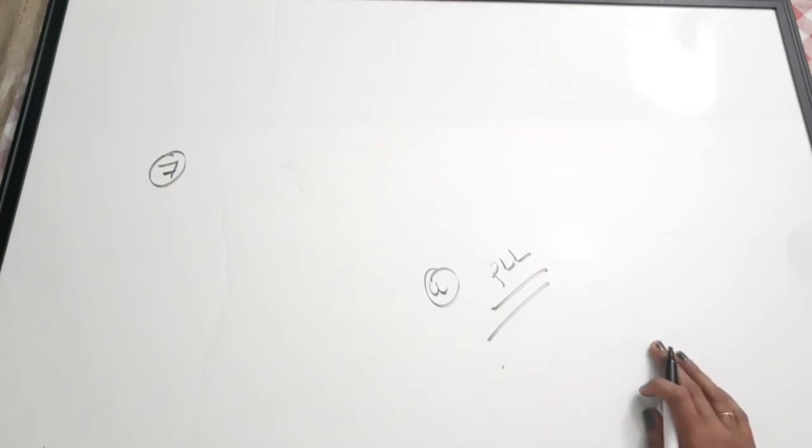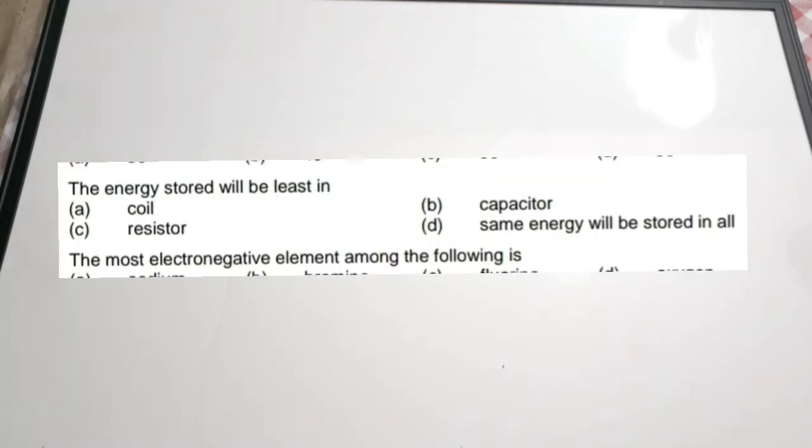Then C, comparator, no. D, frequency synthesizer, also no. So the correct answer is PLL. The next question is, the energy stored will be least in which of the following components? A, coil or inductor coil. B, capacitor. C, resistor. D, same energy will be stored in all.